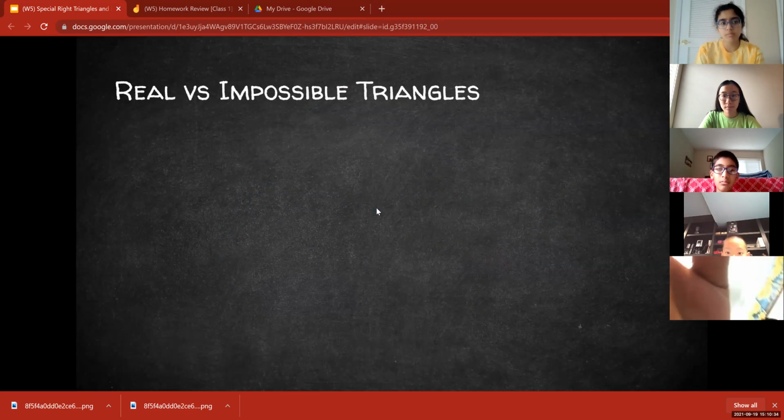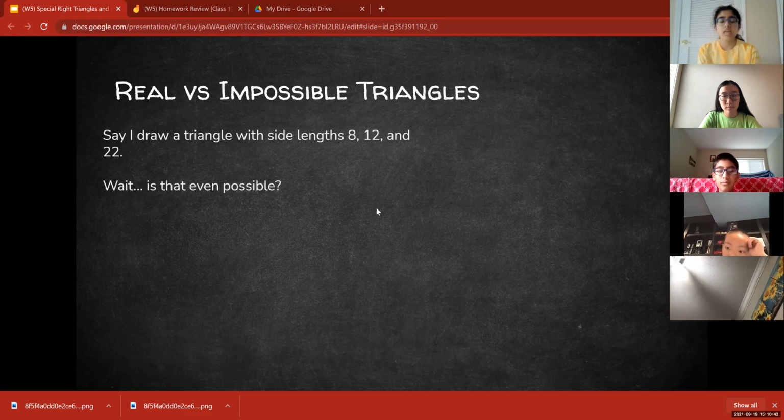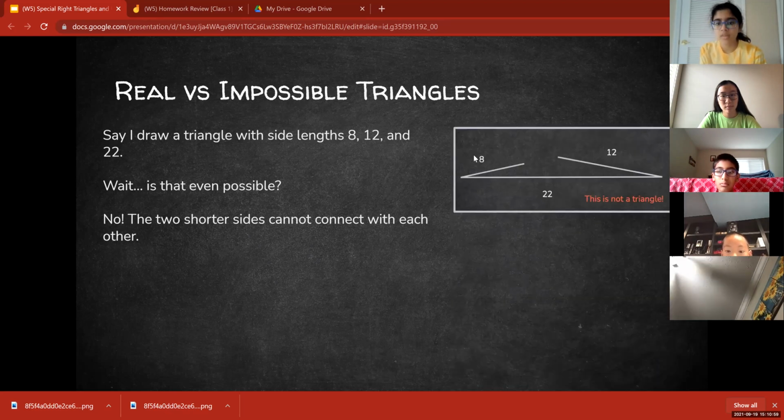Okay, so real versus impossible triangles. So say I draw a triangle with side lengths of 8, 12, and 22. Is that even possible? So the answer is actually no. So the two shorter sides in this case cannot connect with each other. So it can't form a closed shape, meaning it can't be a triangle. So as you can see by this image drawn here, this 8 and this 12 do not connect, and they cannot connect no matter what. So this is not a triangle.